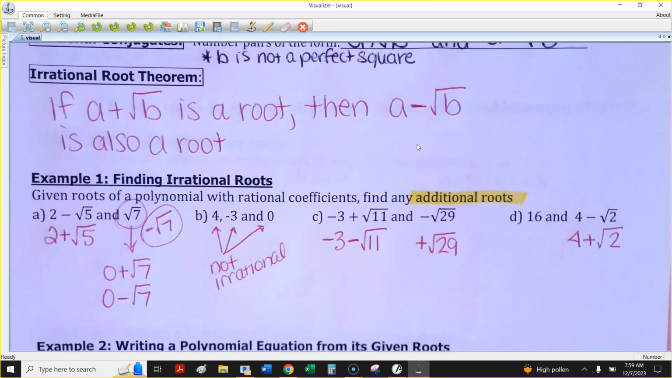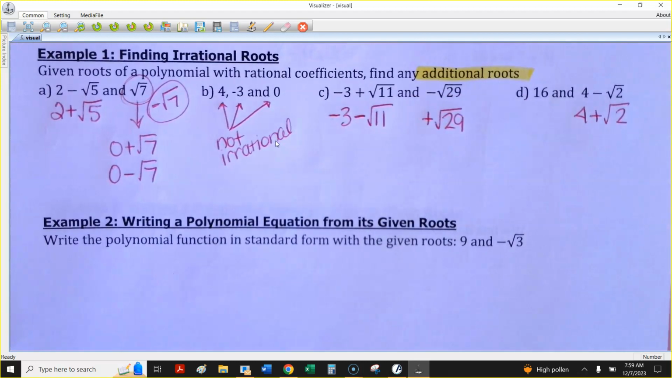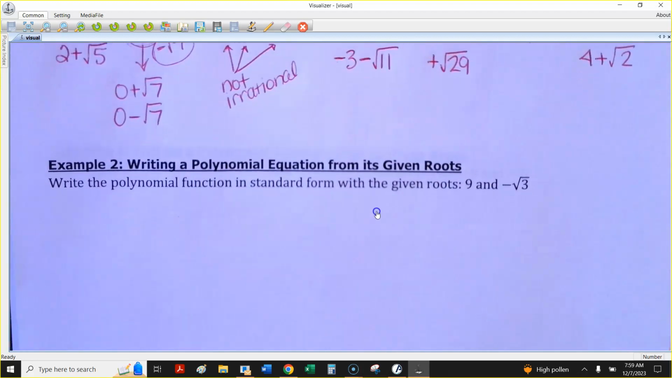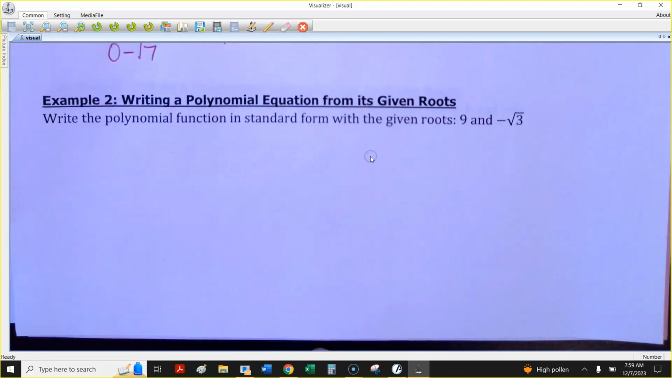Okay. Now, here's what we're going to do with these. I'm going to have you guys basically work backwards today. I'm going to give you the answers, and you're going to write me the polynomial. And we're going to write it in standard form, but I'm going to start with factored form.